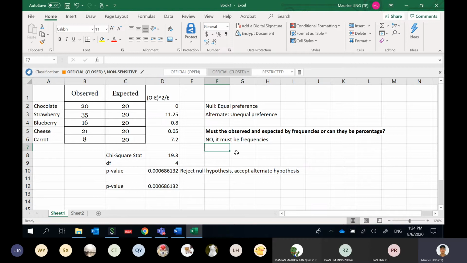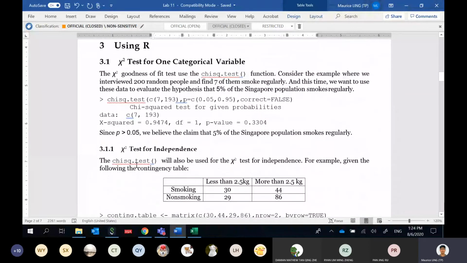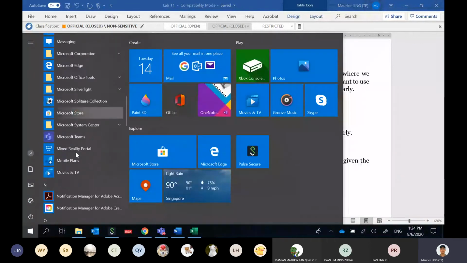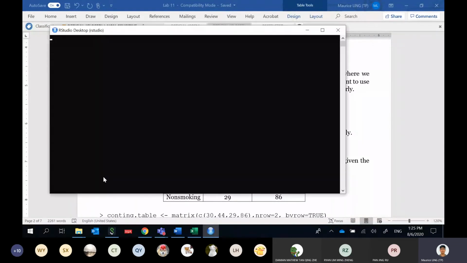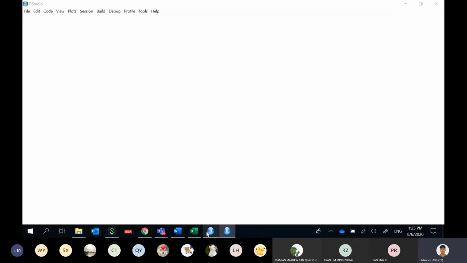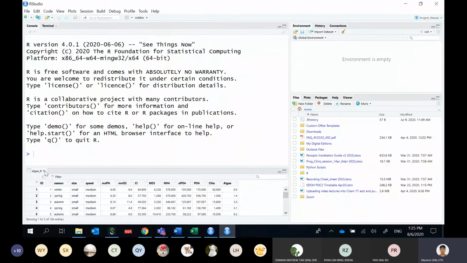So there's actually no real tricks to using chi-square in Excel. There's only one way to do it. Actually, there's two ways. One way is to calculate this by yourself and get the p-value yourself. So our next step is how are we going to do it using R? Let's fire up R first. Go to your R Studio.